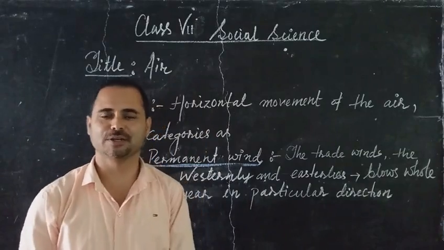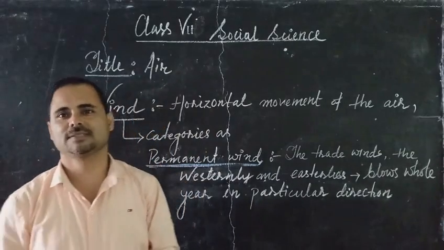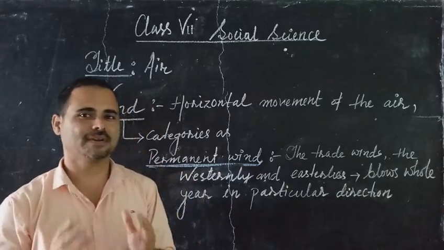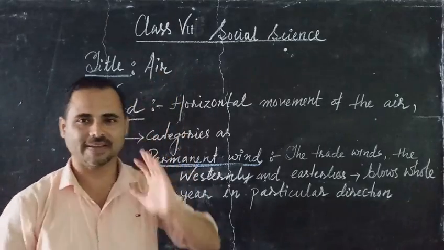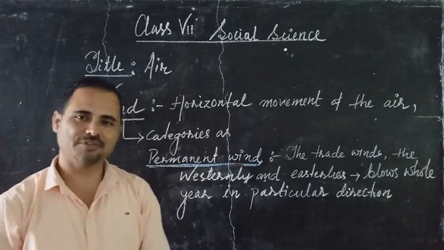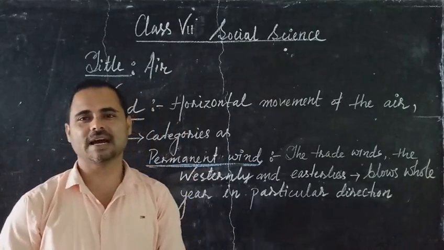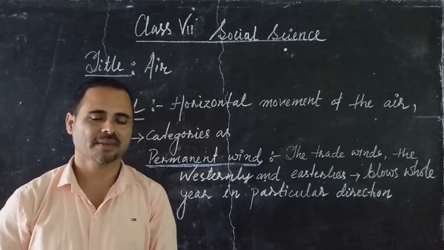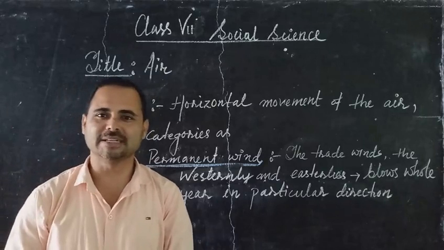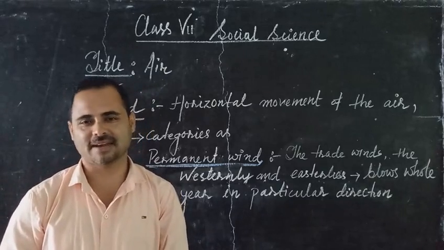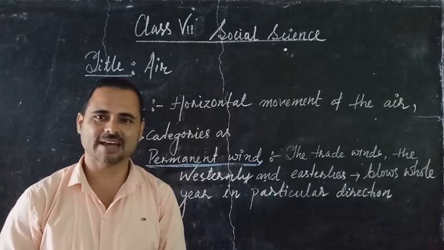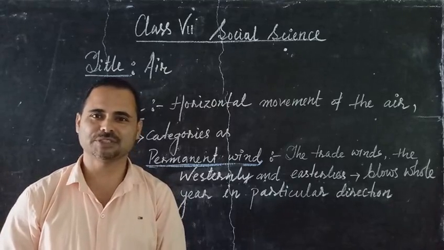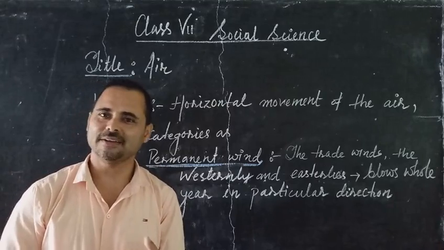In this video we are going to discuss the last content of the chapter from class 7, that is called air. In my previous video you might have seen that we have discussed the various aspects of air and some elements of the weather and the climate. These elements we have taken as what? The temperature, air pressure and the wind.